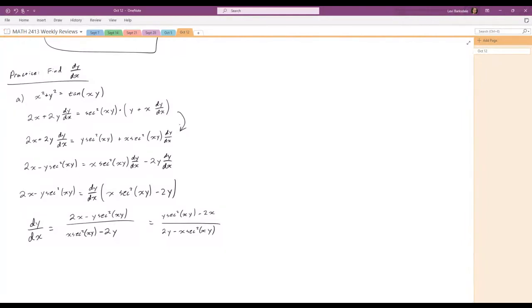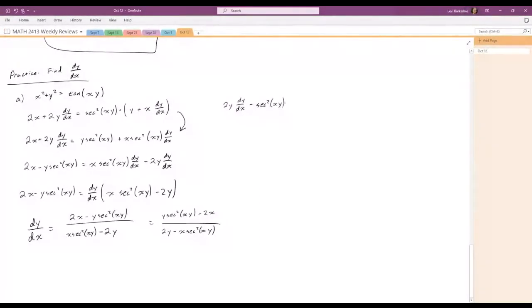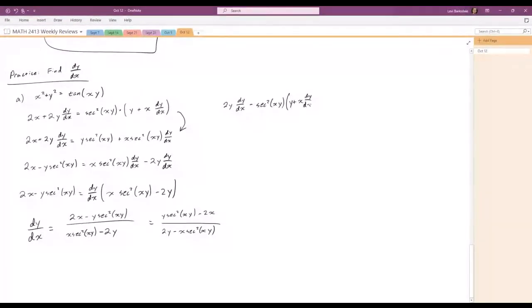So the idea is, let's say you don't distribute and just subtract. Then you would have 2y times dy over dx minus secant squared of xy times (y plus x dy/dx) is equal to -2x. If you just subtract your secant squared xy times (y plus x dy/dx) over, and also move the 2x over to the other side since it doesn't have a dy/dx.